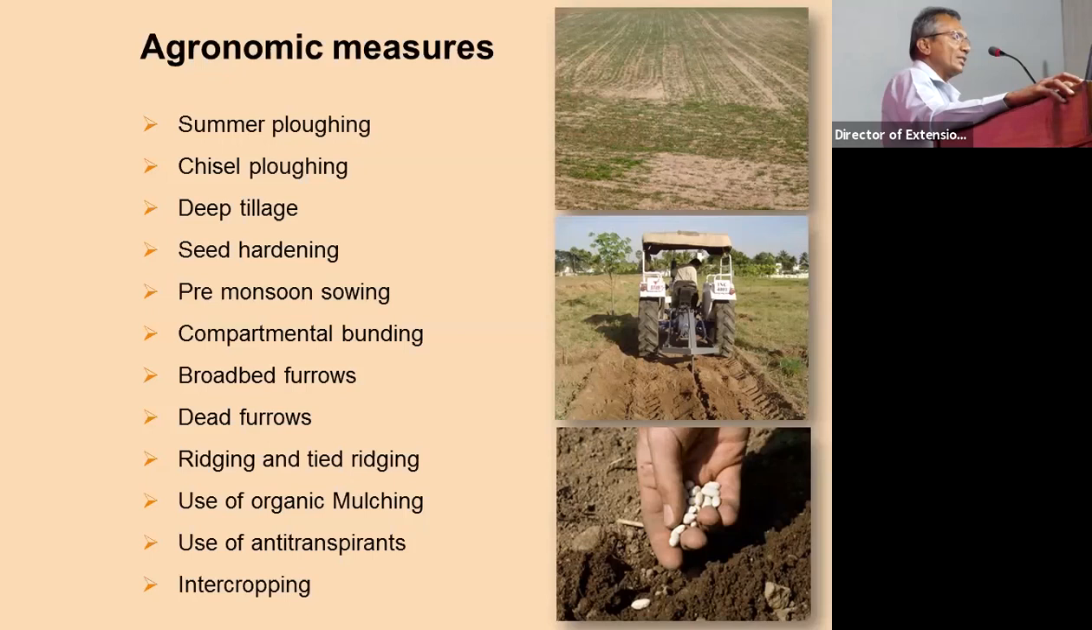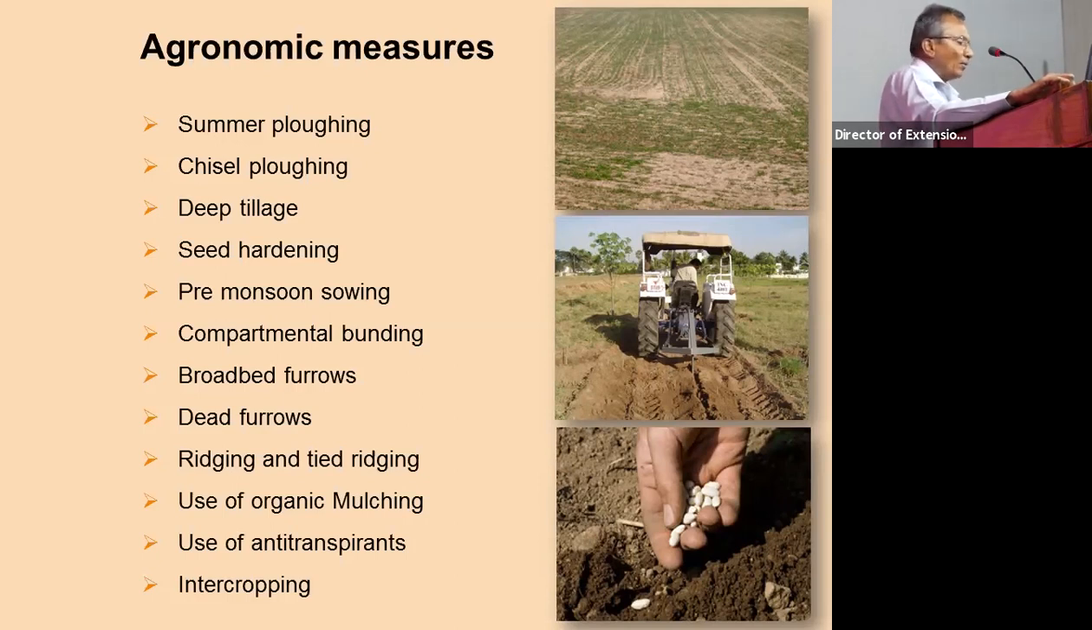Chisel plowing, once in 5 years or once in 3 years, opening deep soils by using chisel plow methods, and deep tillage are also useful. We also have to use seed hardening techniques well, so that the plant can withstand the drought for a long time and quickly germinate with the available moisture. With pre-monsoon sowing with hardened seed, we can cover areas in a larger way. Compartmental bunding is more important, instead of simply using a seed drill and keeping it open. See, in the first picture, it is simply used with the seed drill without any compartmental bunding.